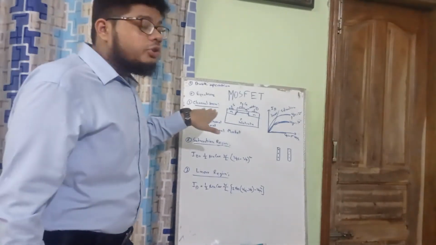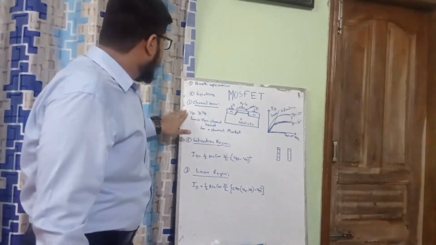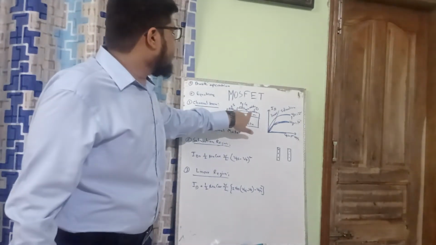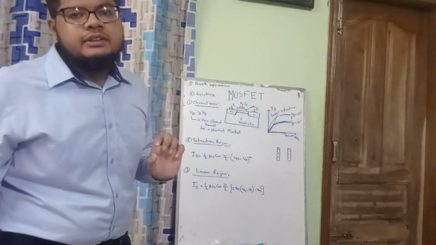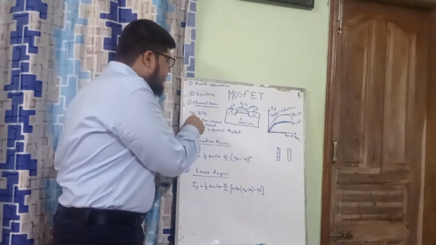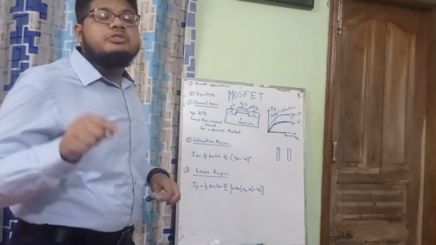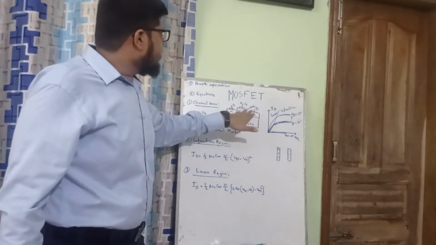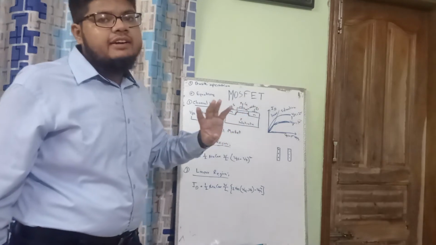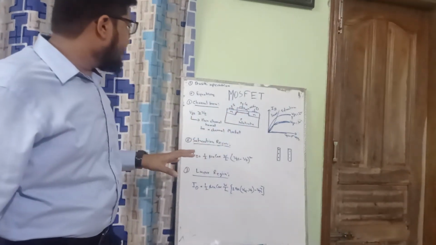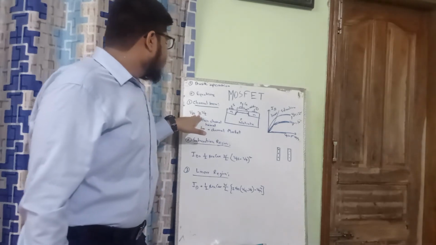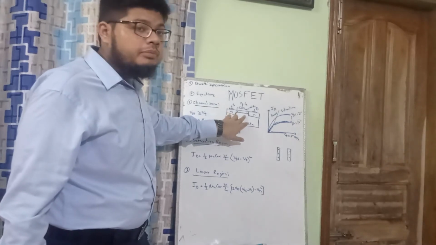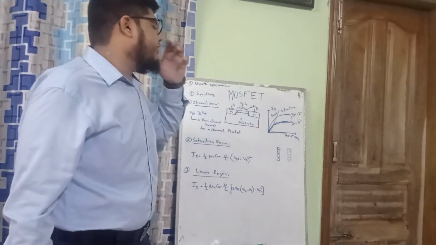So if the gate to source voltage is greater than the threshold voltage, then for n-channel MOSFET the channel will be formed, and in this case if you apply drain to source voltage you will get current. But if VGS is not greater than or equal to VT, which is VGS is less than VT, then if you apply drain to source voltage in this case, you will not get any current. Why? Because for VGS less than VT, the channel won't form, and as a result you will not get any current.